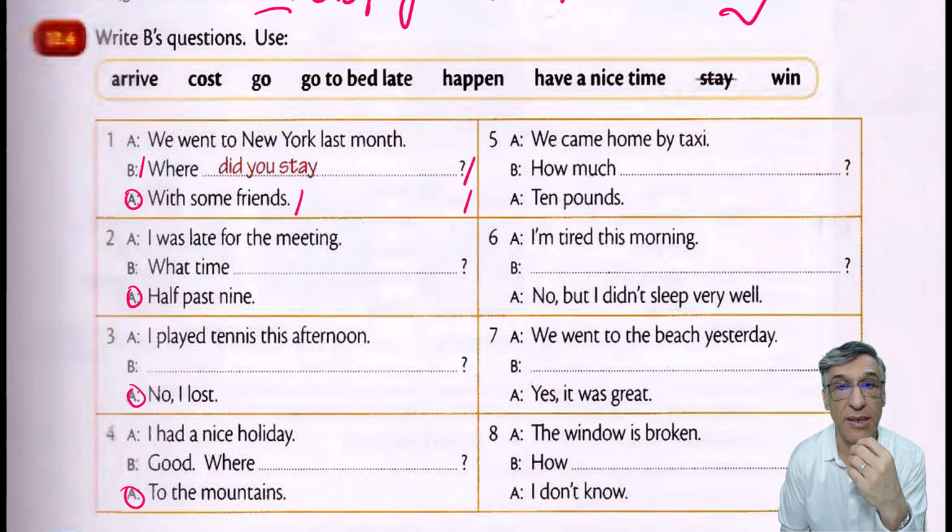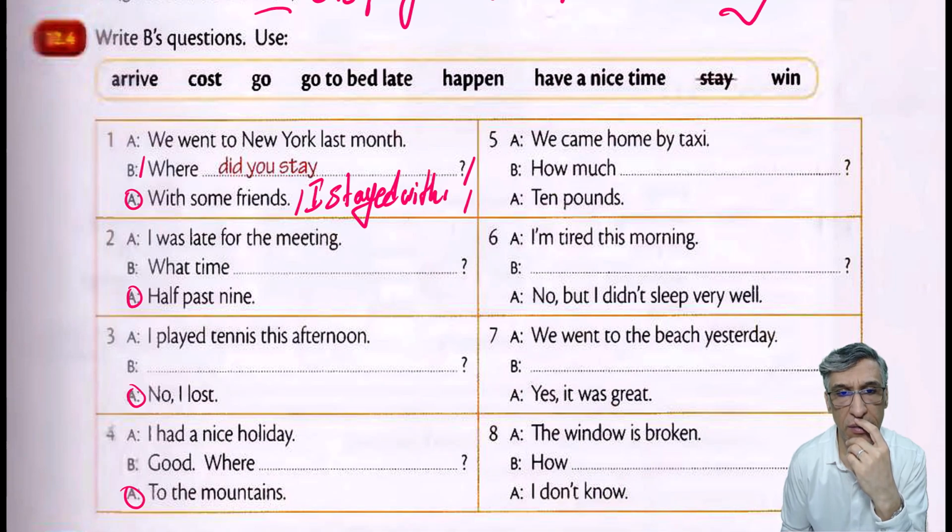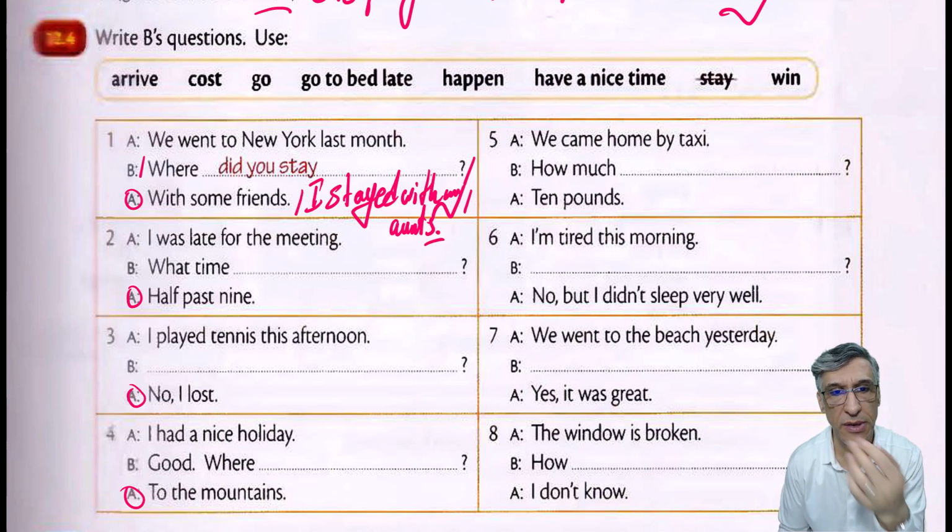Well, somebody says something. We went to New York last Monday, and you ask, where did you stay? You can say, I stayed with my aunts. Okay? With my aunts. I have got some aunts there. It's possible, why not? Try to answer it back.